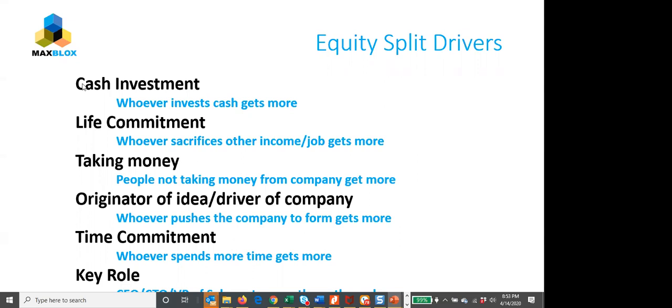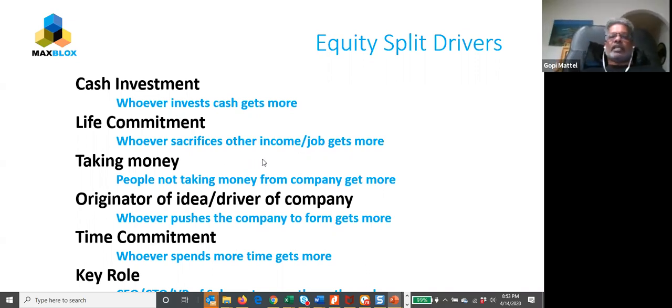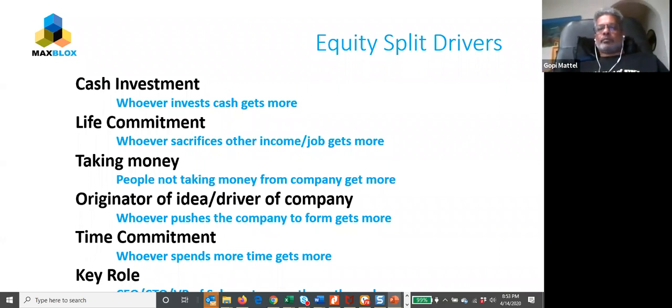Life commitment. Whoever sacrifices other things to do this startup gets more, as a rule of thumb. What is more, you have to figure it out. But if you are quitting a job and the other person is working part-time, you're not equal by any stretch of the imagination. To me, if that happens, it's like 80-20 or even less in terms of commitment.